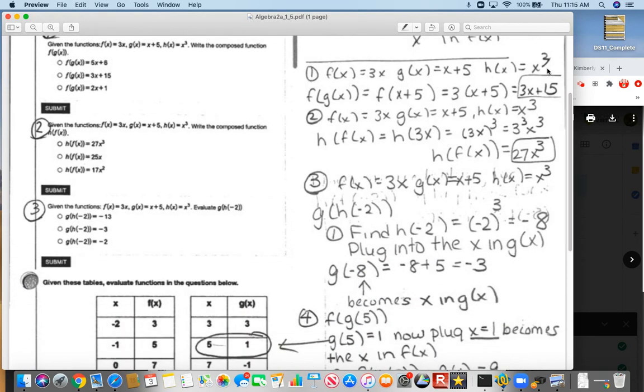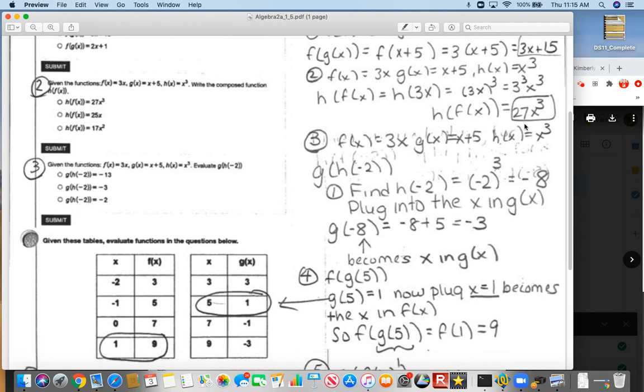You're given 3 functions. You're asked to find f of g of x. So you take g of x and you plug it inside of these parentheses. And the way you look at this is you say replace each and every x in the function f with this. So you'll see that I took this and plugged it in here, which led me to this. Then I distributed the 3 and I got 3x plus 15.